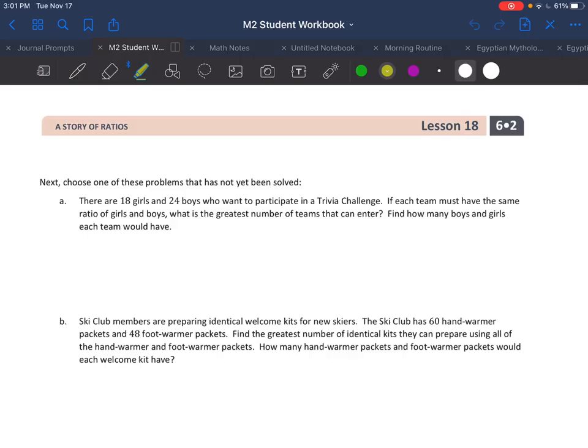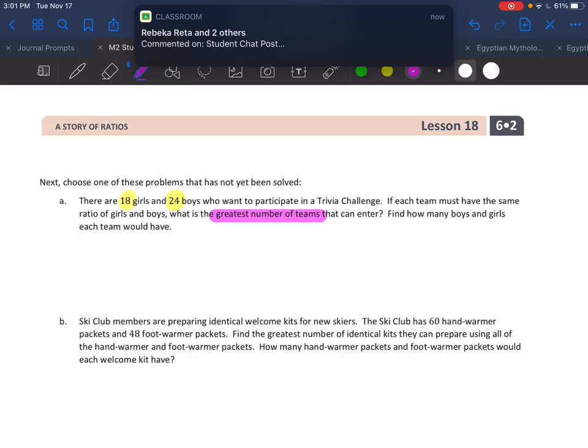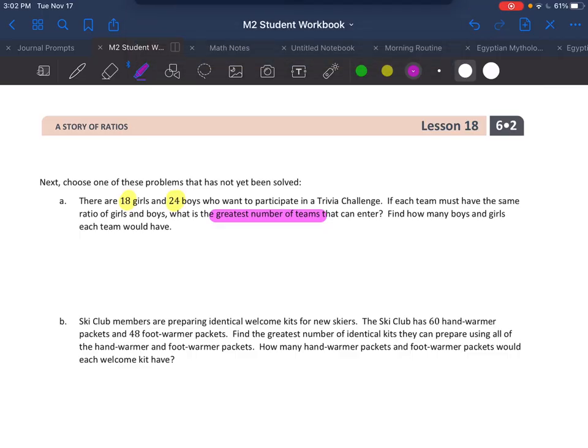Okay, I have a total number of students, total number of girls, total number of boys who want to participate. And we're going to take that total number and make groups out of it. So my groups are going to be smaller than this total number. Each team will have a smaller number of each total number of girls and each total number of boys. I also can see this keyword here that says greatest number of teams. So if I see greatest number of teams, that's going to be one clue that I might be looking for greatest common factor.